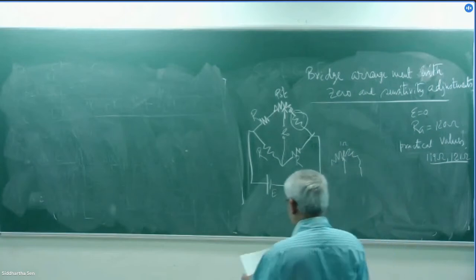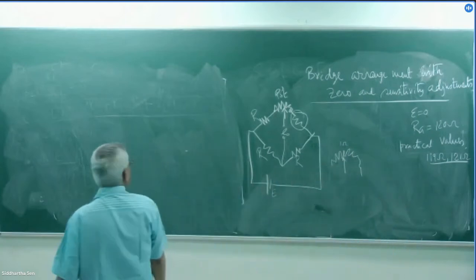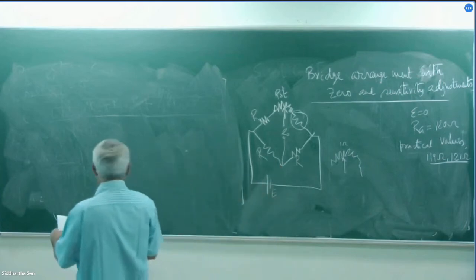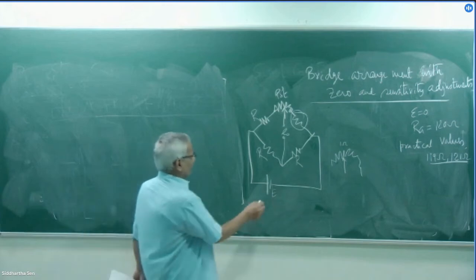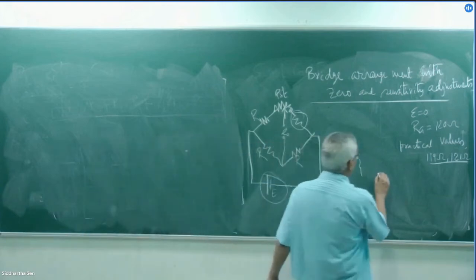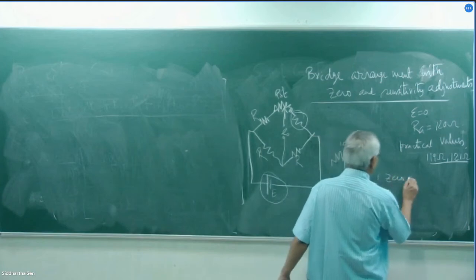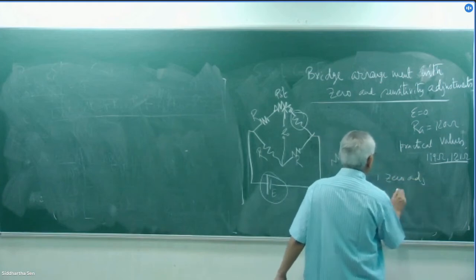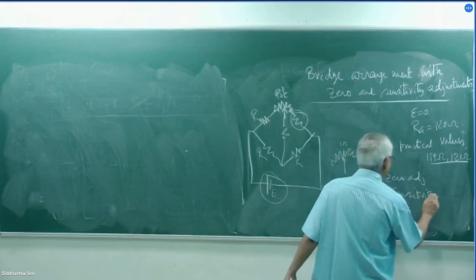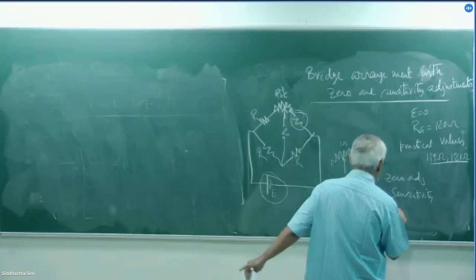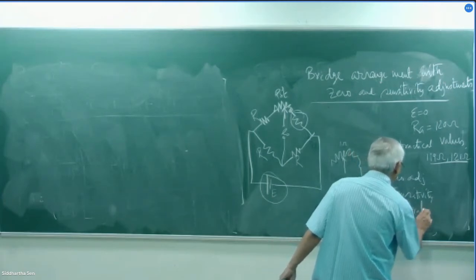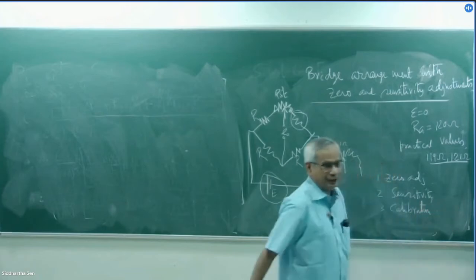So what we do, I will first show the complete arrangement, then we'll explain it. And we know that the sensitivity has to be adjusted. So what we require is, number one, the zero adjustment; number two, the sensitivity adjustment; and third, the calibration. These three are important.